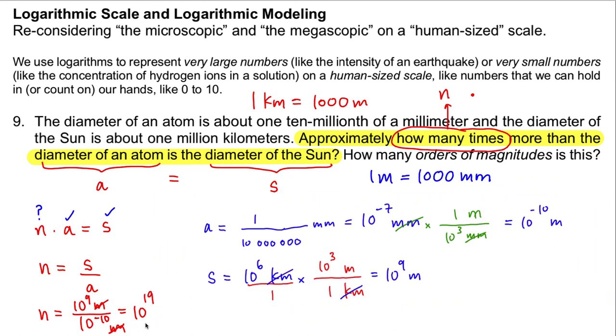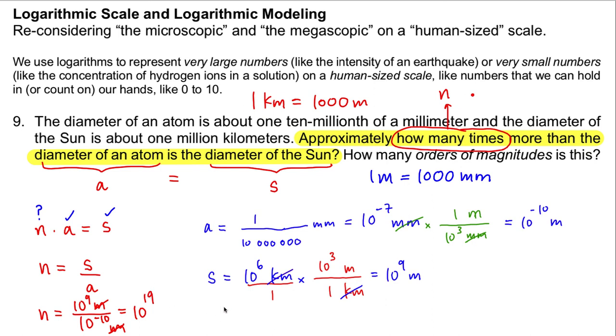Rather than looking at the whole power, the logarithm is focusing on just the exponent. And so that's this term of how many orders of magnitude is this. When we talk about orders of magnitude, we're really talking about a human-sized scale. 10 to the 19 is so big, but 19 is human-sized. And so the number of times more that the diameter of the atom is, to multiply the diameter of the atom to get the sun is 10 to the 19. But the number of orders of magnitude is 19.